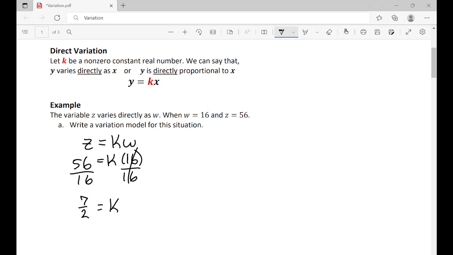So what is my variation model for this? It's going to be the exact same thing, except I'm going to replace k with 7/2. So my formula is z equals 7/2 w. And that's what models this situation.